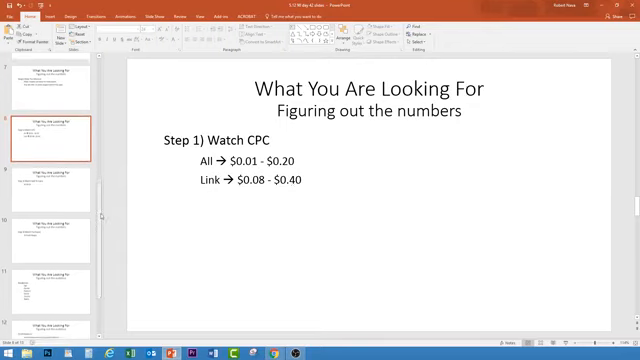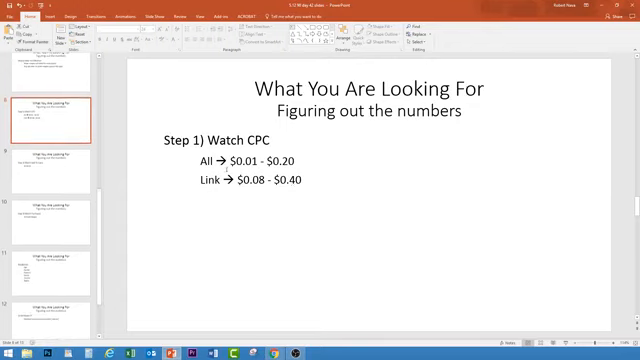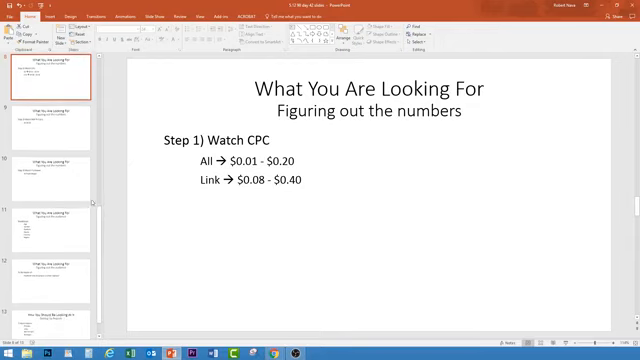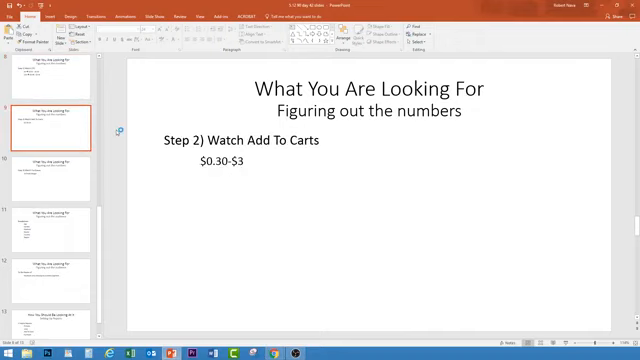So these are kind of baseline. That's where you want to start. Definitely don't want to go too much higher than that. You're doing good if you go lower. Make sense, you guys? Step one, make sure you got some good clicks, right? Okay, step two is to now start watching your add to carts.